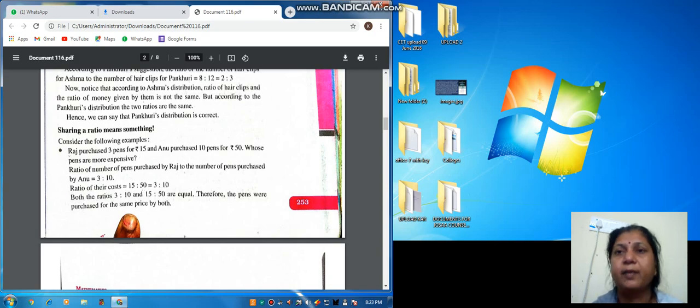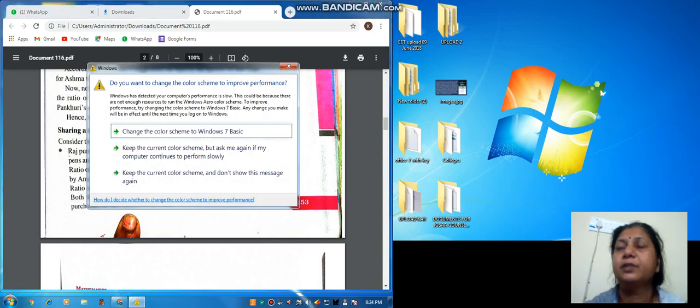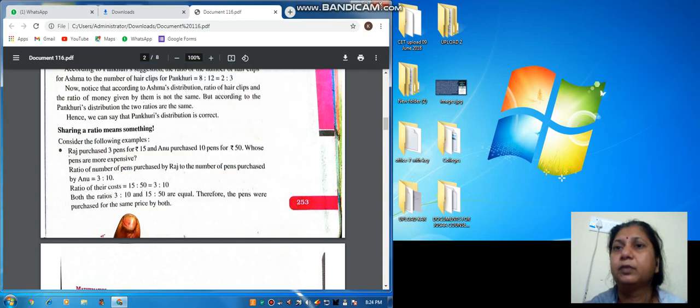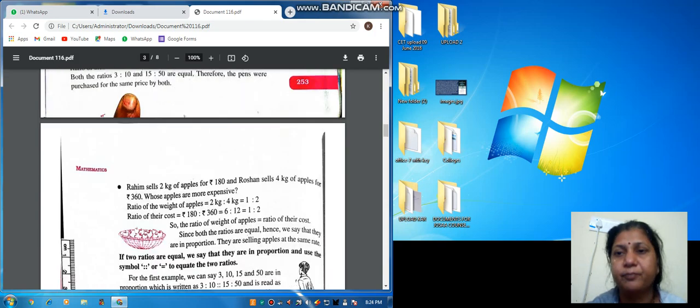So let's start. The ratio of the number of pens purchased by Raj to the number of pens purchased by Anu is 3 as to 10. Now see, both costs are 15 and 50, so it is also 3 as to 10. Then we can say both ratios are equal. So the pens were purchased at the same price. Get it? Fine. So let's start the next example.